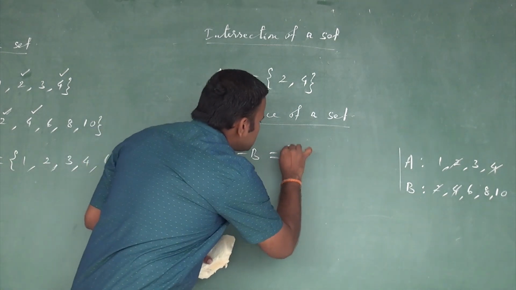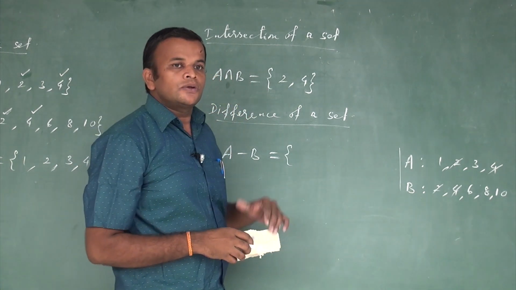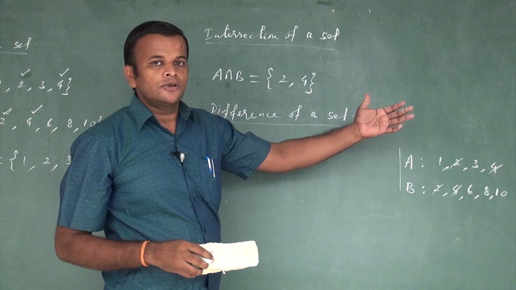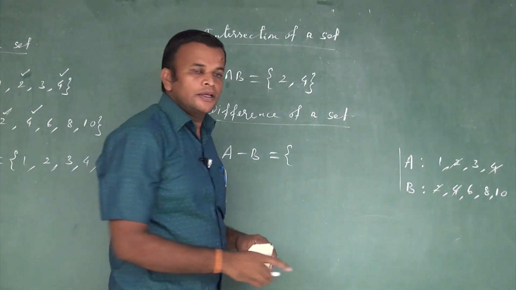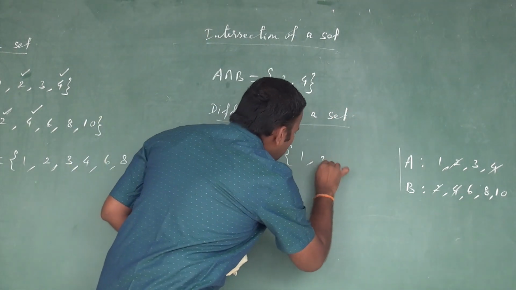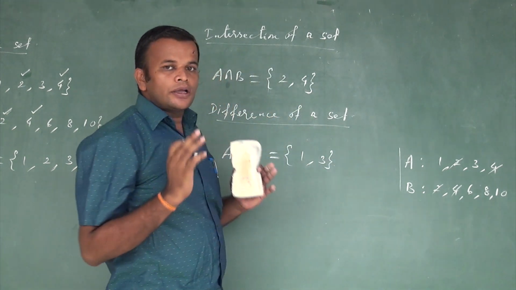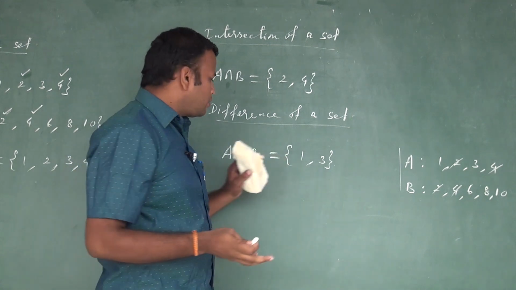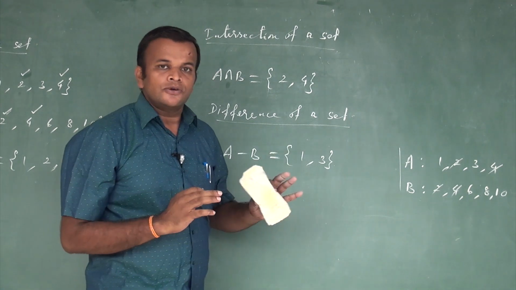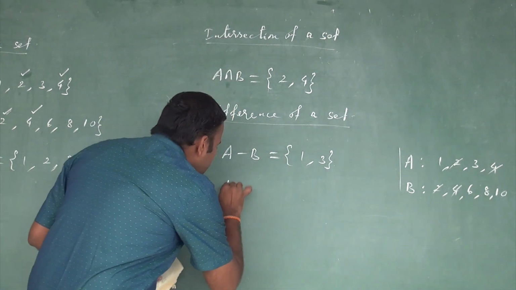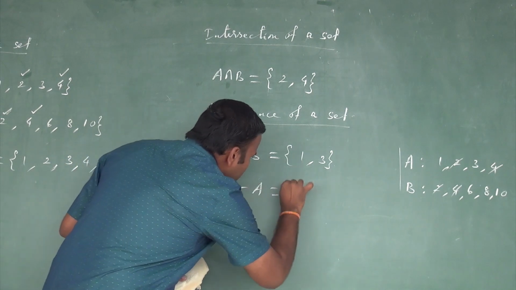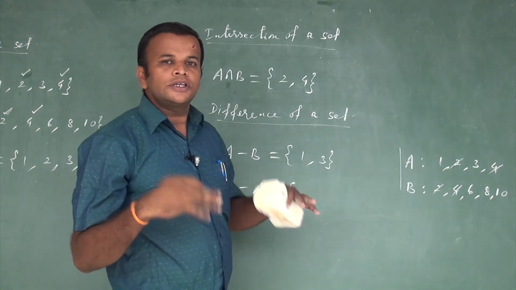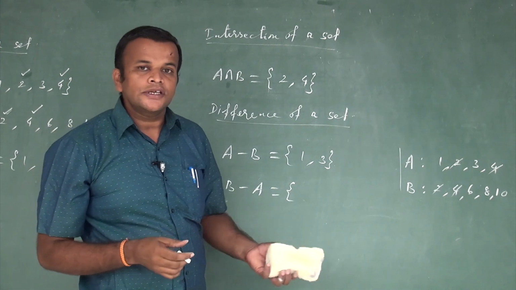So what is the value of A difference B? The remaining elements of A. So what are the remaining elements of A? 1, 3. So 1 comma 3 is the value of A difference B, and this is a working rule to find the difference of any two sets. Suppose we want to find the difference of B and A. Now you tell what is the answer of B difference A.